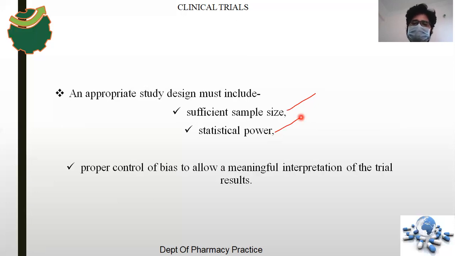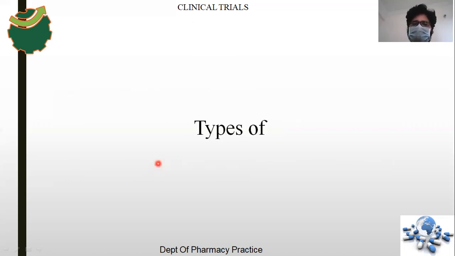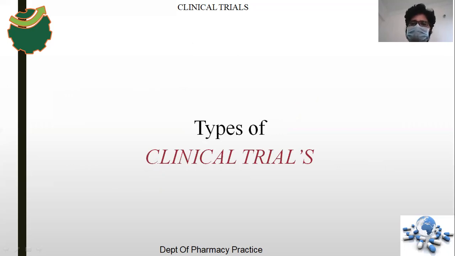Next, you should have proper control of bias. This is an unavoidable thing which will happen in almost all clinical trials, and it should be taken care of properly. To avoid this bias, we can use randomized clinical trials or crossover or cross-sectional trials. Okay. Next, the types of clinical trials. So what are the types of clinical trials?